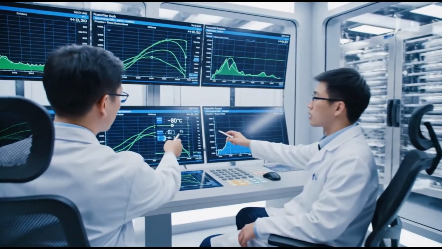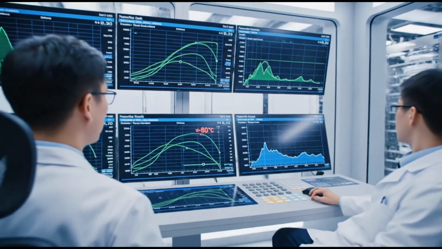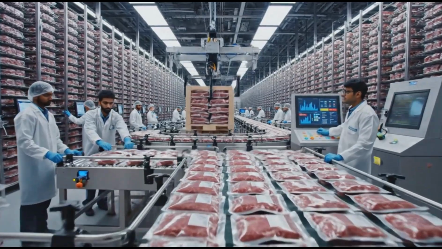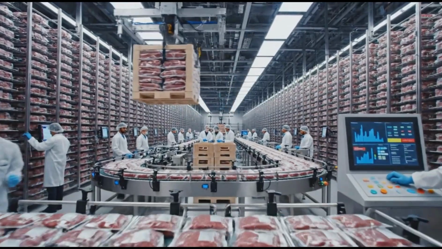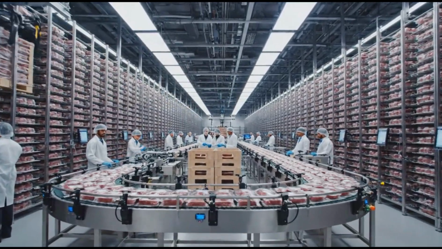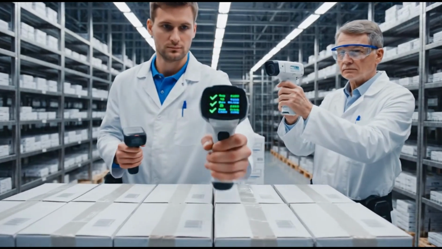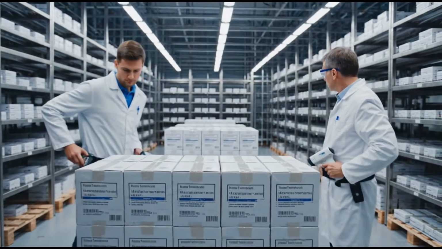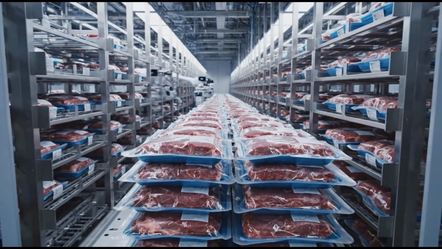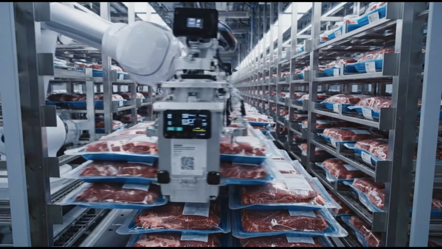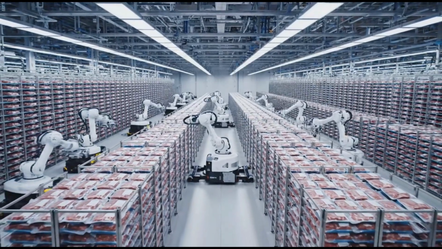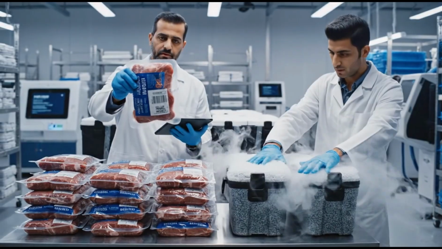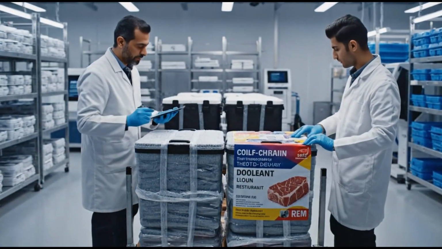Temperature holding steady at -80. All parameters green. Confirmed. System stability is optimal. Scan confirms the manifest for Dubai. And the temperature logs are stable for this batch. Ready for the coolant.